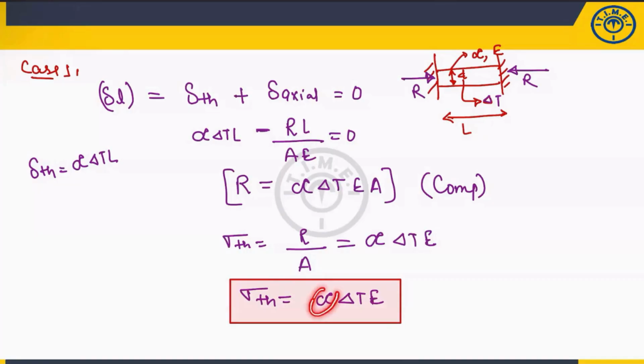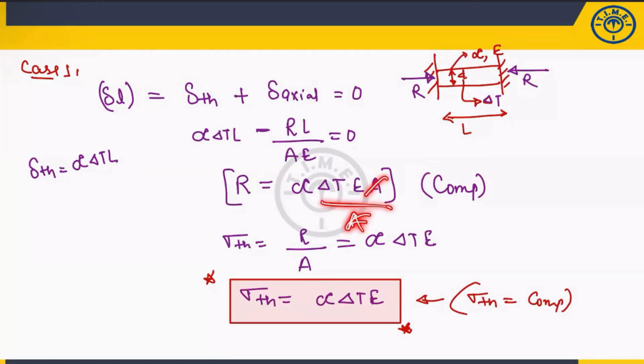So alpha is the coefficient of thermal expansion, delta T is the change in temperature, E is the Young's modulus. You got the thermal stress value, this one. Now, this is the first case. So the thermal stress here, if you see, that will be compressive. Why is this compressive? Because you are increasing the temperature. Increasing the temperature, the reaction value is compressive. If the reaction is compressive, the stress value is also compressive because you are dividing by the area. So you have to remember, please, this relation: thermal stress is alpha delta T into E.